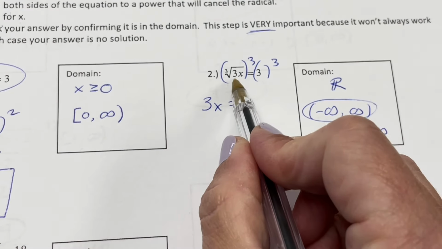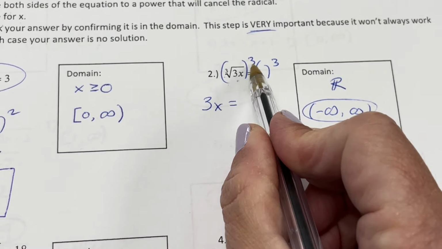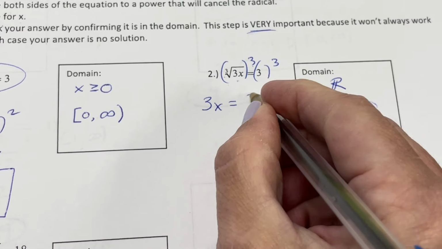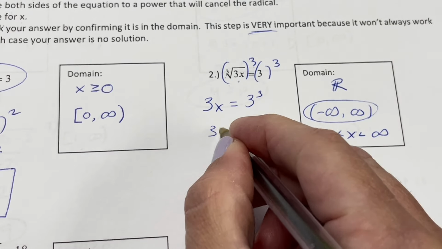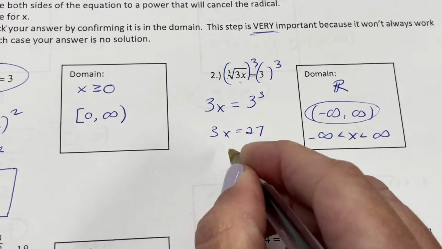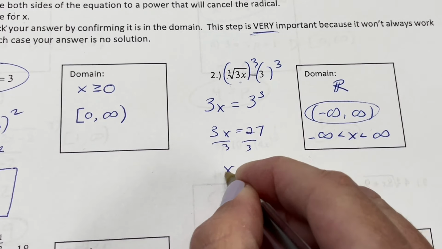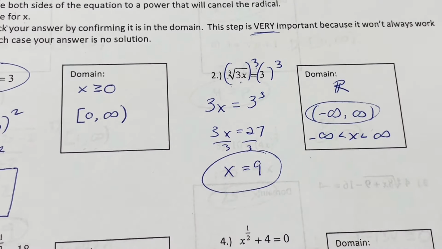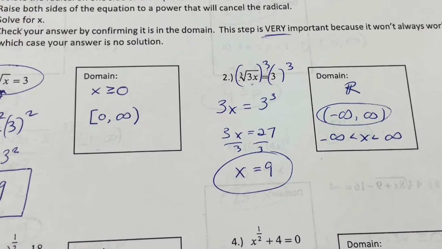So I'm going to get the cube root and the power of 3 undoing each other, but over here I have 3 to the 3rd. So 3 to the x equals 27. Finish and solve it, x equals 9. Okay, so the only real difference there is that I'm cubing instead of squaring.